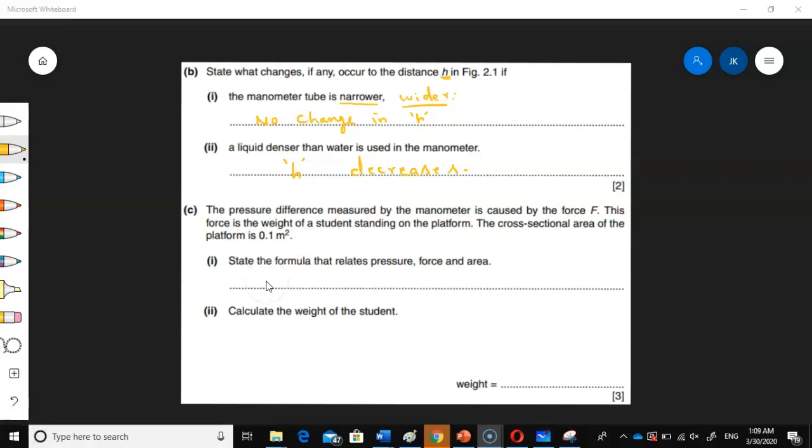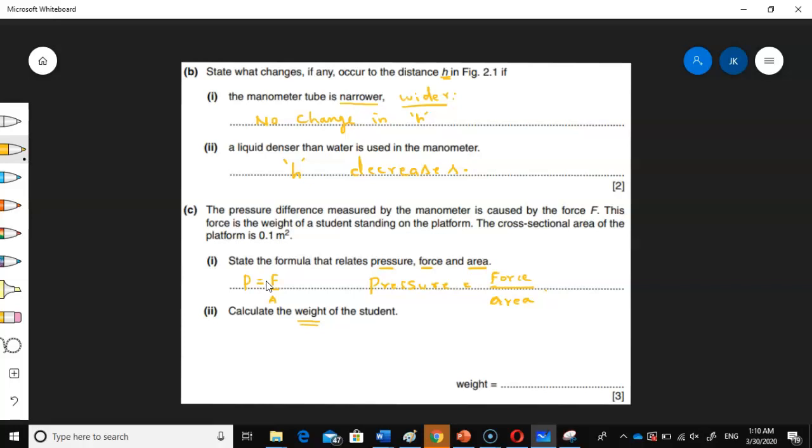Here we find the weight of the student. Before that, they ask you to write the formula, this word formula. You cannot write P equals F over A. Here you have to write the full word. Pressure is equal to force over area. Write as it is, simple.